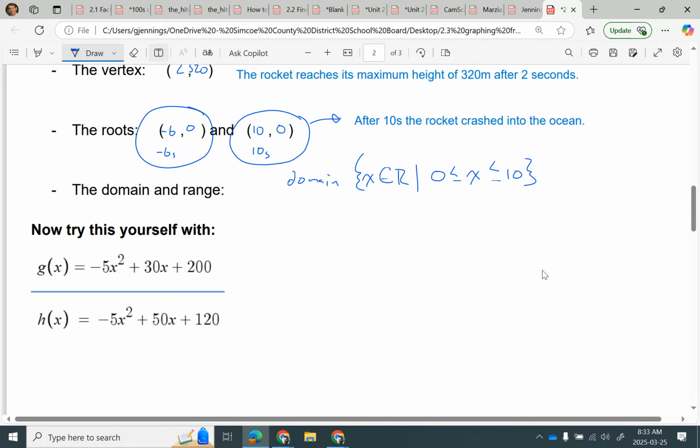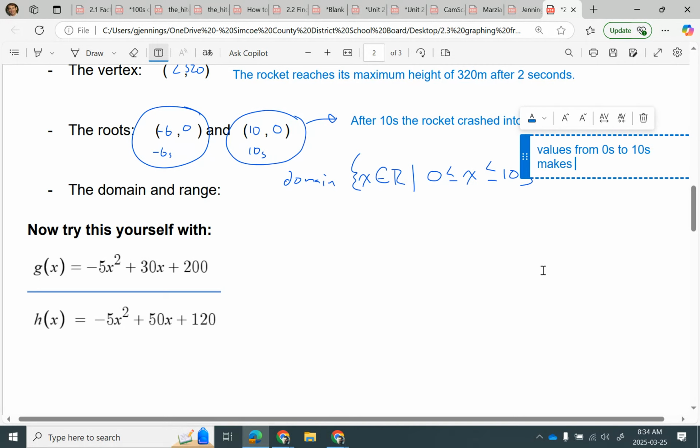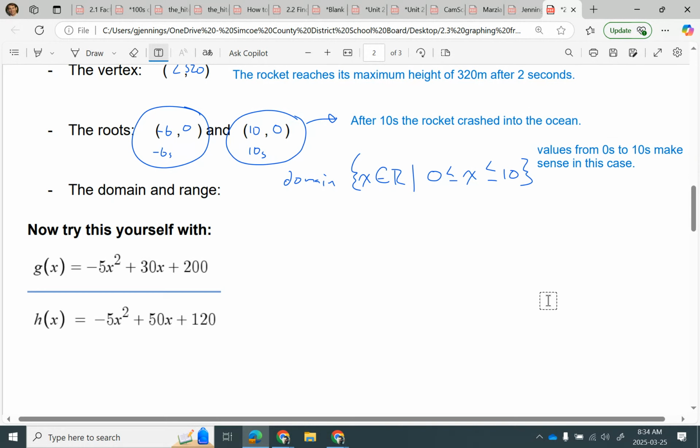And the way we would interpret that is we would just say values from 0 seconds to 10 seconds make sense in this case. If we're looking at before 0 seconds, it doesn't make much sense, and after 10 seconds, the rocket's already touched down, so we're done. We don't need to worry about the rocket and its position anymore. We're done modeling it. How about the range?